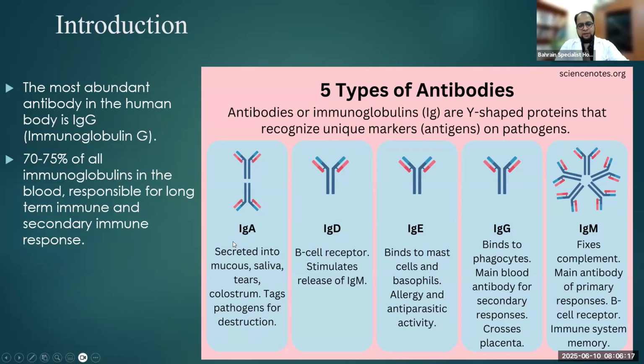While the IgA lines the mucosal surfaces of the GIT and the respiratory tract, and they are also seen in the saliva. IgD is helpful for the release of IgM. And the last one, the IgE, is responsible for allergic reactions, and it is seen in cases where there is parasitic infestation, and it binds to the mast cell and basophil and causes degranulation.